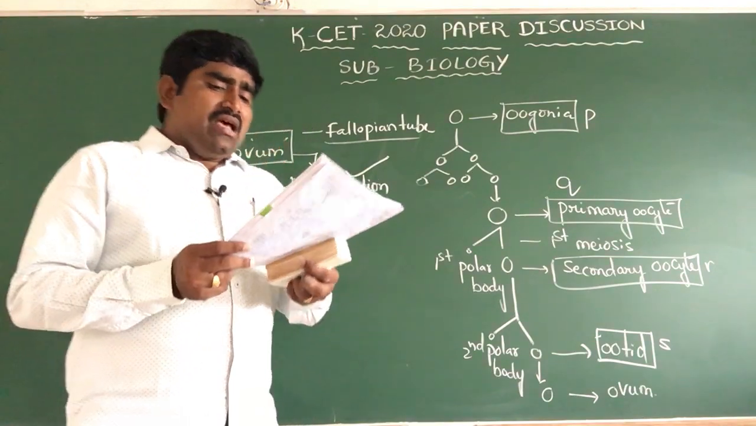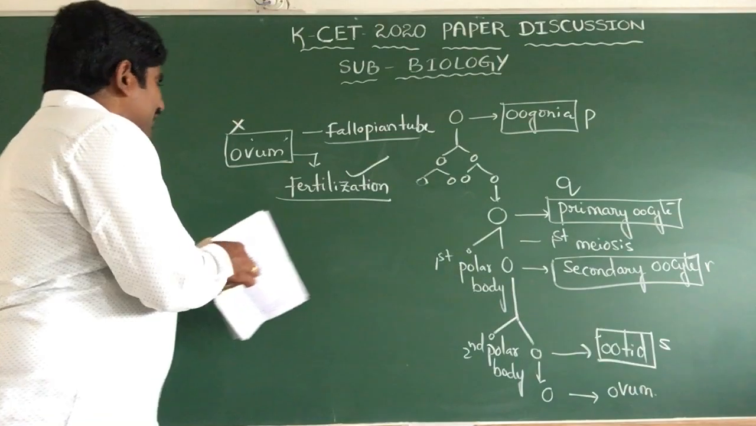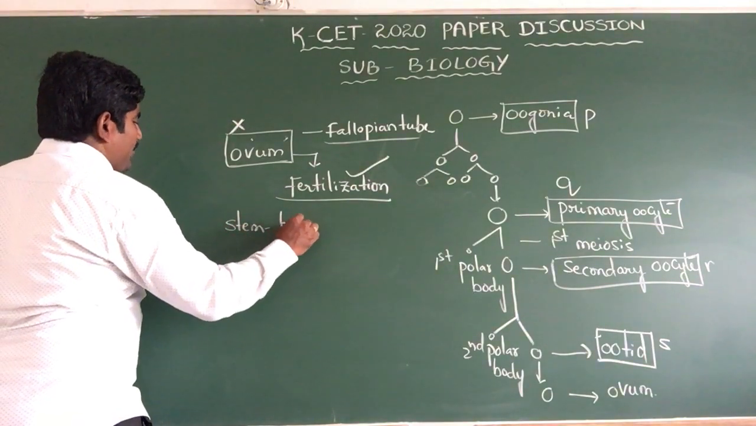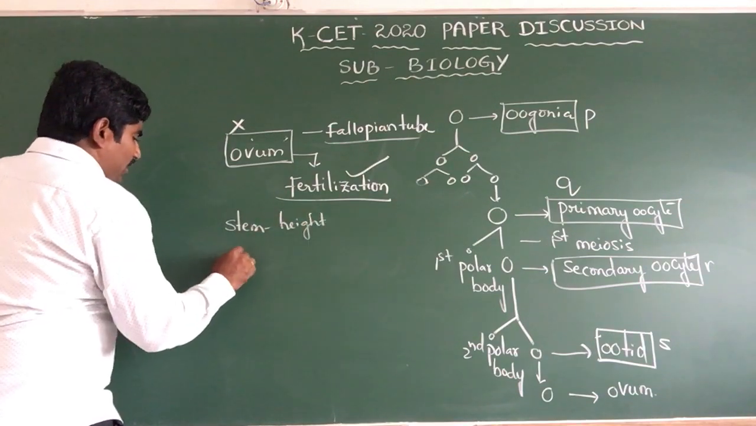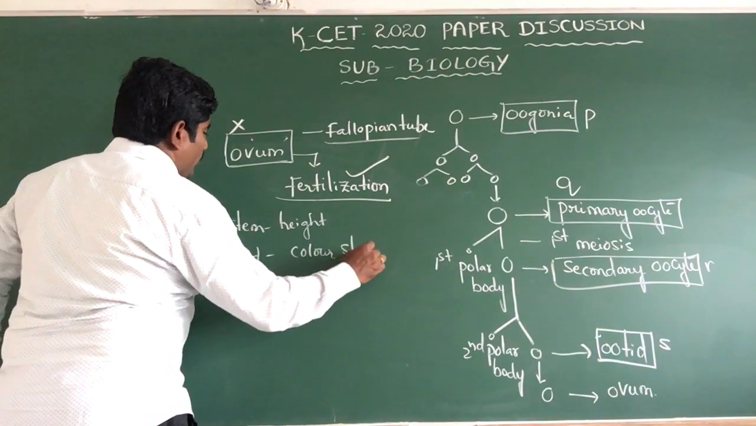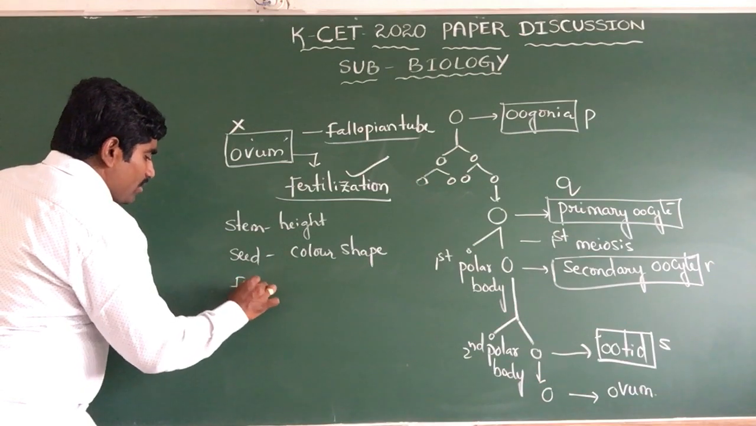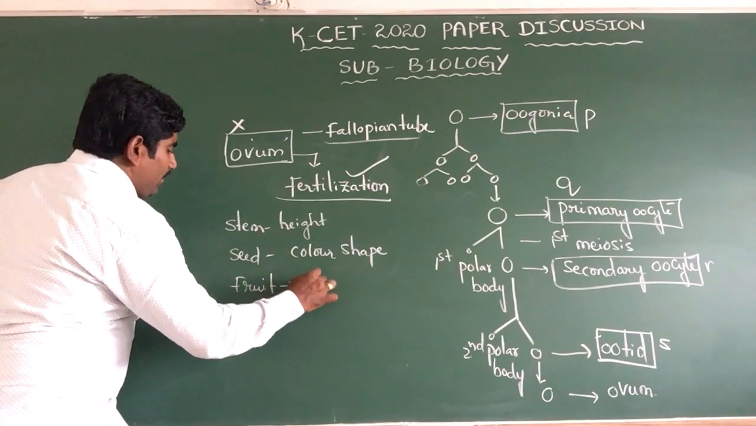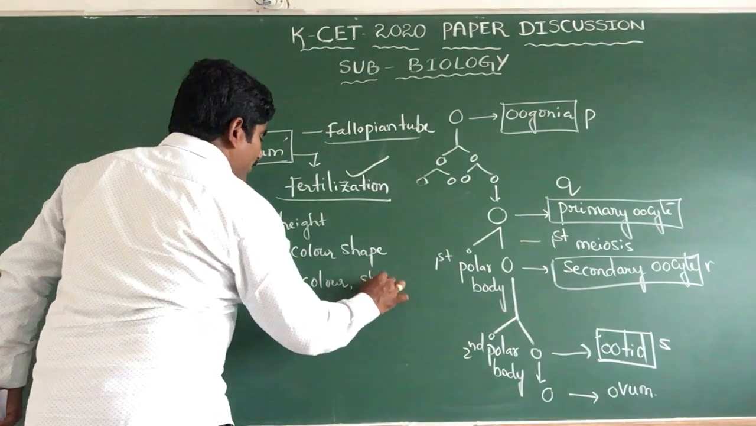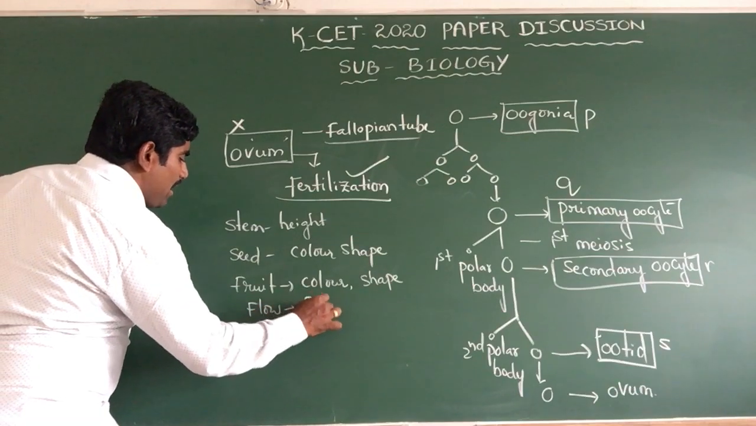Next, the third question is, which of the following characters was not studied by Mendel in the pea plant? Easy. So what are the characters Mendel studied? Related to stem, height. Seed coat color and shape. Related to fruit, he has taken color as well as shape. And related to flowering, he has taken terminal or axial.